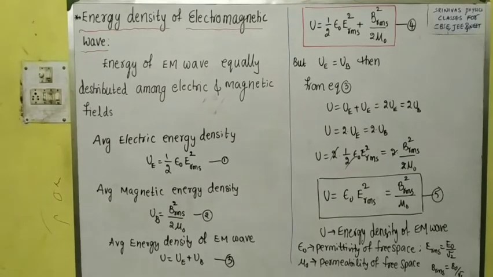I am going to rub it and then I will continue the next topic, that is, show that average energy density in electric field is equal to the average energy density in the magnetic field. That I am going to prove.